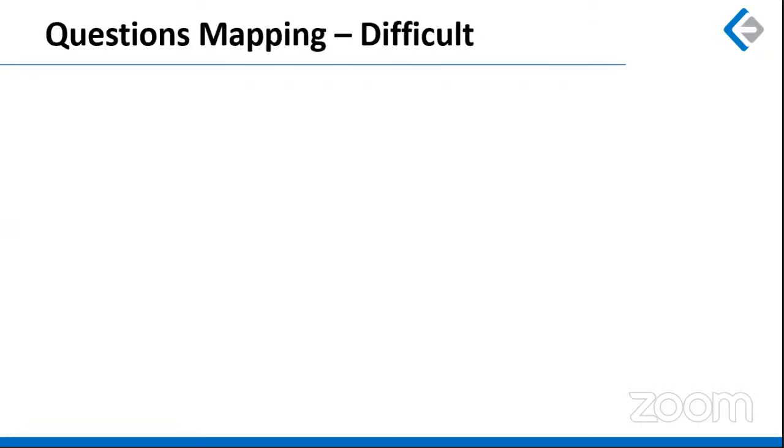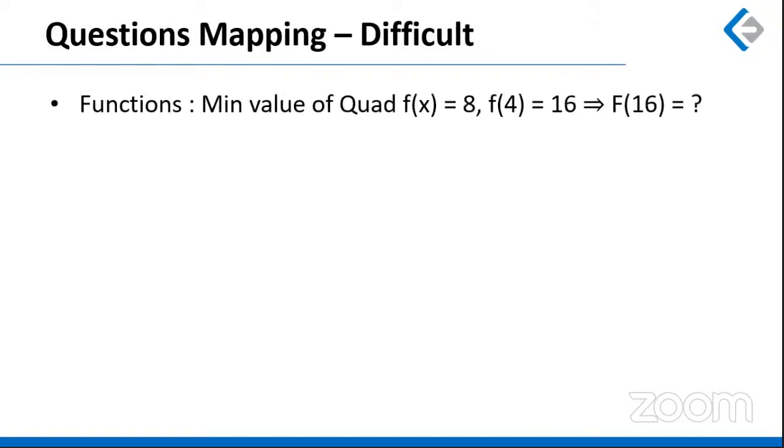Coming to the question mapping of difficult questions, there are 5 of them here. The first one is based on a quadratic function where the maximum value of the quadratic function was given as 8, f(4) was given as 16, and f(16) was to be calculated. So here the concept of minima is being used, and the point of minima is the average of the two values where f(x) is equal to 0. Apart from that, we also had to locate the minimum point. So there were multiple such concepts involved.